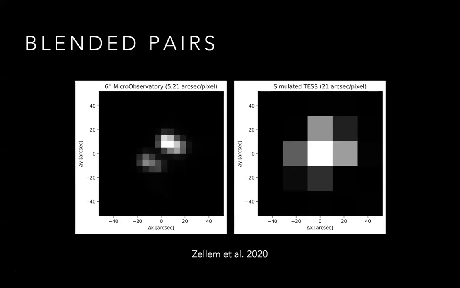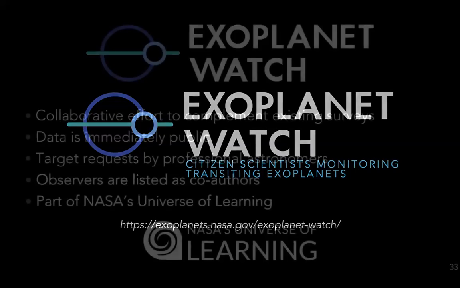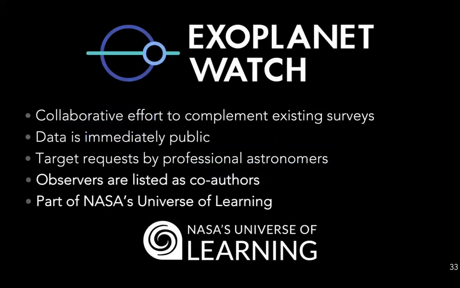So given all this cool ancillary science we could do, given this need for updating transit times, we launched a few years ago Exoplanet Watch, which is our community science project to monitor transiting exoplanets. So this is a collaborative effort to complement existing surveys. We're members of TFOP, SG1, and the Single Transitors Group. We're very collaborative with ExoWatch, which is like our ExoClock, which is like the European version of Exoplanet Watch that is monitoring Ariel targets.